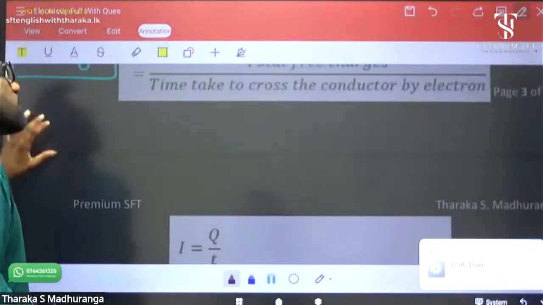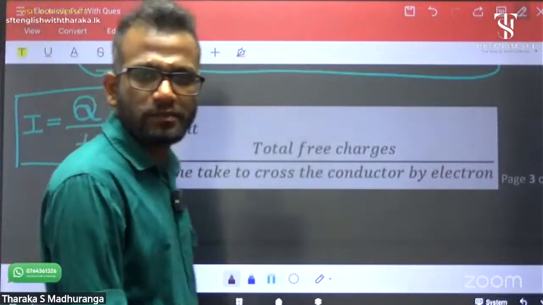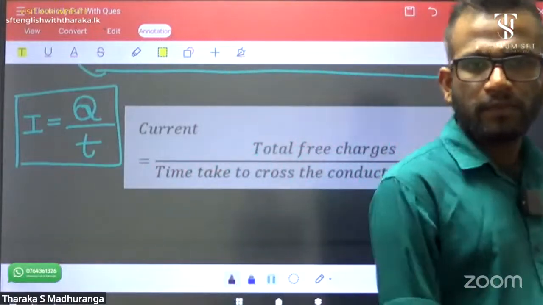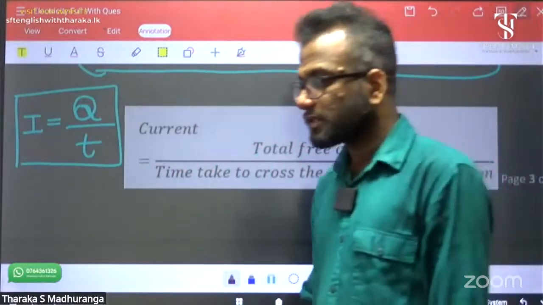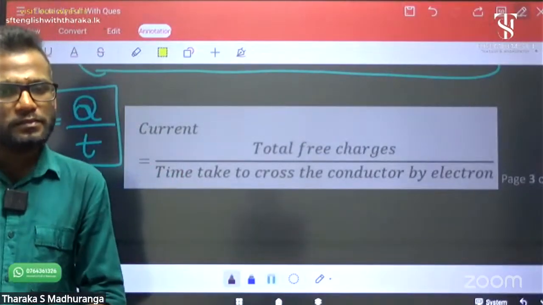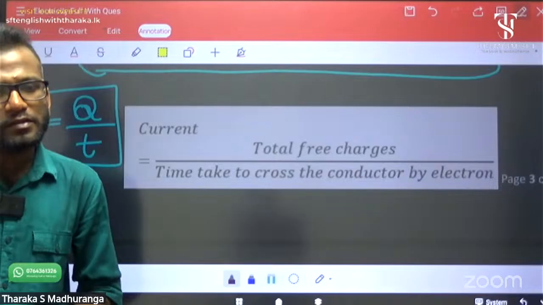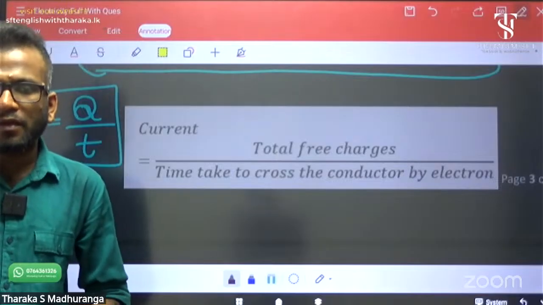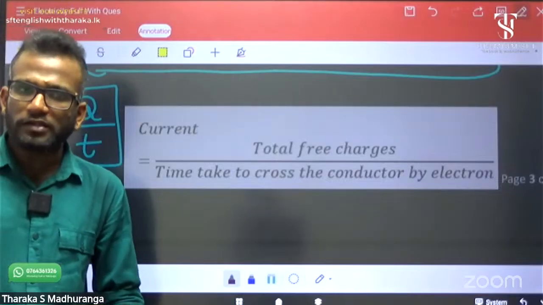Okay, what is the unit of current? What is the unit of the current? Joel, what's the unit of the current?